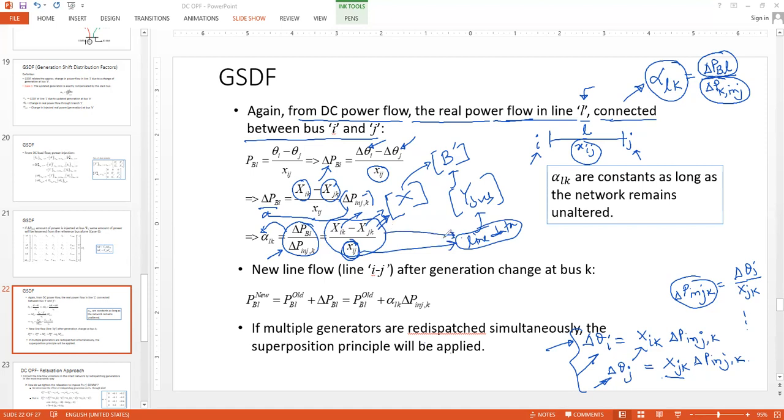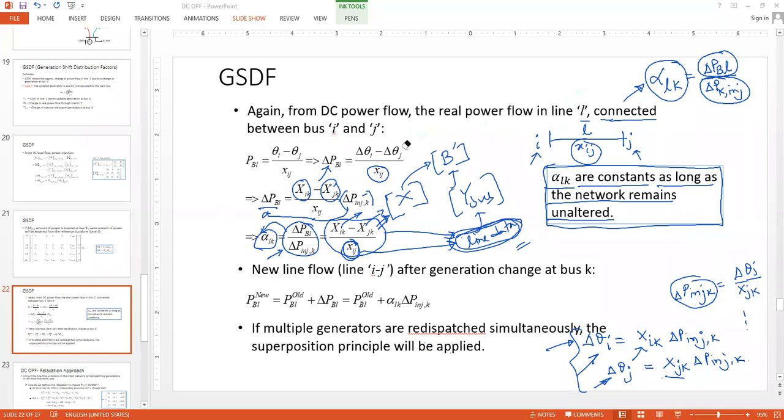So alpha Lk is now represented in terms of the network parameters of the line data alone, which are unchanged. As long as the network is unchanged and intact, these alpha Lk will remain constants. And this is what is mentioned over here in this box. As long as the network remains unaltered, your alpha Lk are constants. You don't have to recalculate it every time.